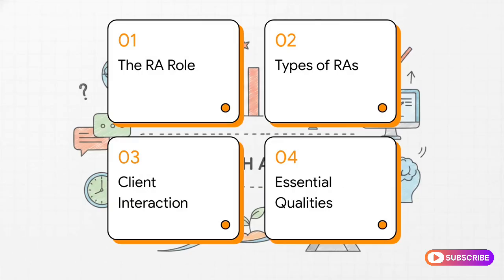Okay, here's our quick roadmap for today. First, we'll define the core research analyst role. Then, we'll explore the different types of analysts to help you choose your track. After that, we'll cover the crucial roles of client interaction. And finally, we'll build out your essential professional toolkit. Let's get right into it.